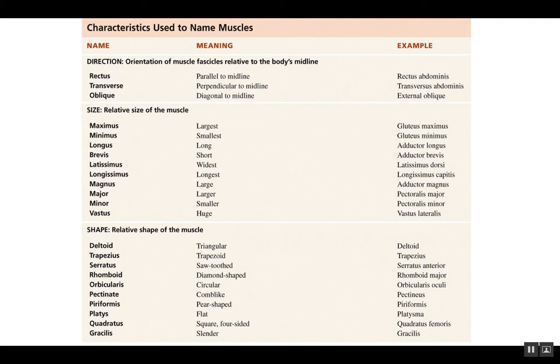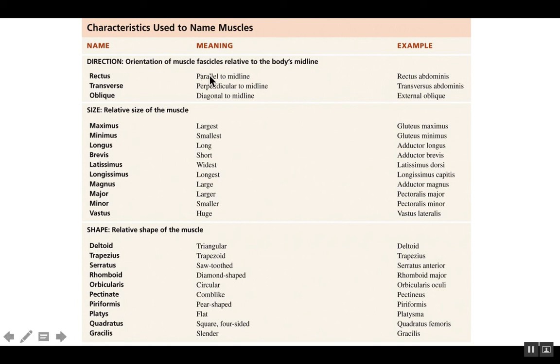The action of a muscle is the function of that muscle. That is usually moving a bone or moving skin or acting at a joint. So this first table here are all the different methods that we are using to name muscles. The first method is the direction or orientation of the muscle. There's three words we often use to describe the direction in which the muscle is running.